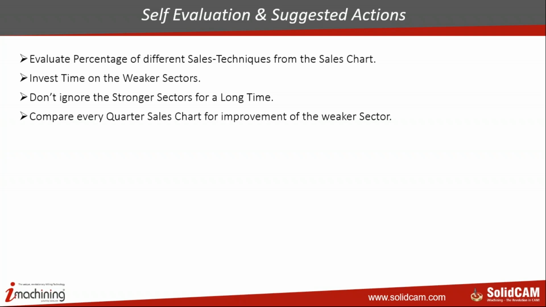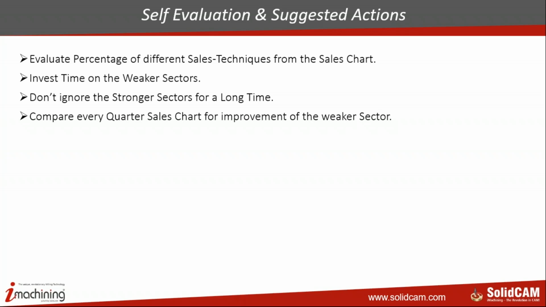And the last point for this slide is to compare the sales chart every quarter for improvement of the weaker sector. You can make this kind of sales chart for every quarter, every year, and you need to evaluate the weaker sector or increase the stronger sector.